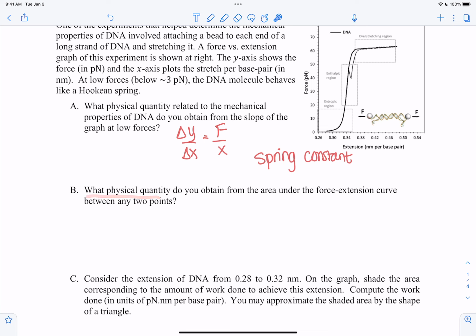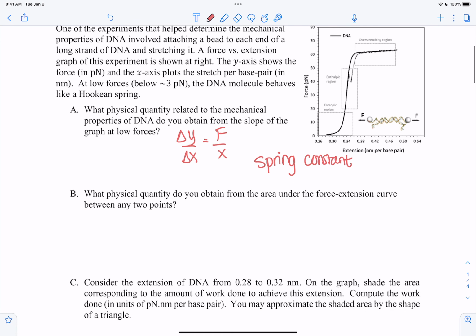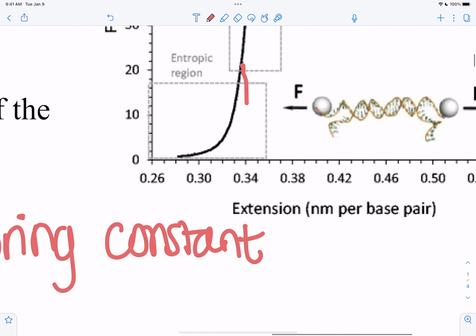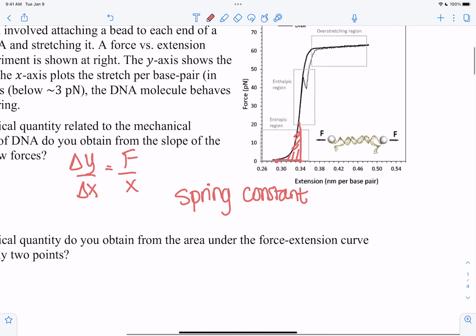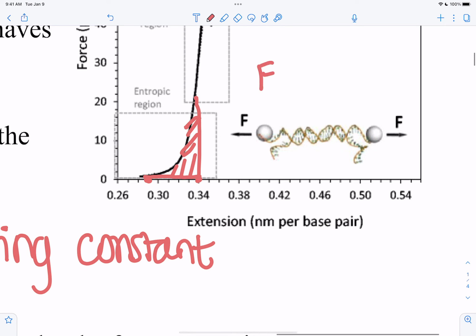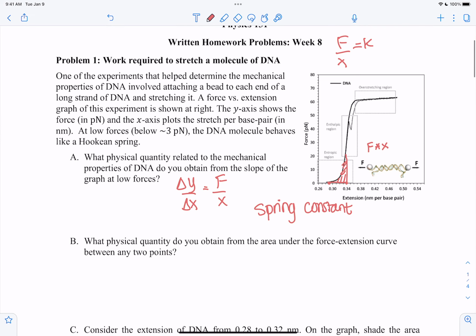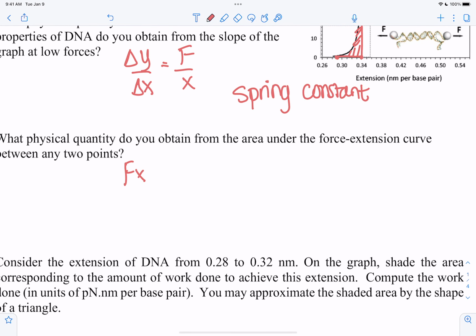For part B, it's asking what physical quantity you obtain from the area under the force extension curve between any two points. If I wanted to find the area underneath the curve from this point to this point, this little shaded area here, then I'm technically taking force times displacement, right? Now what is that? If I'm taking the area underneath the curve, multiplying force times displacement, what am I getting?